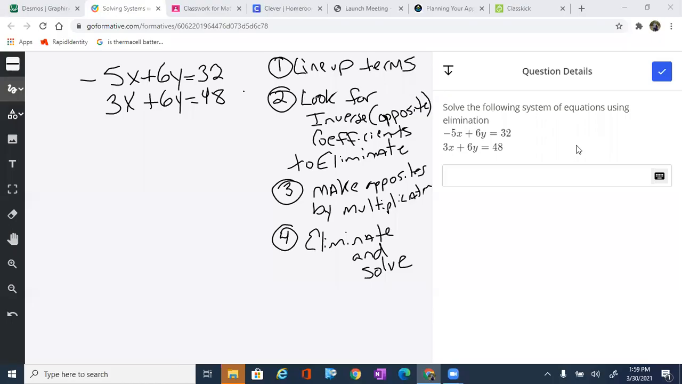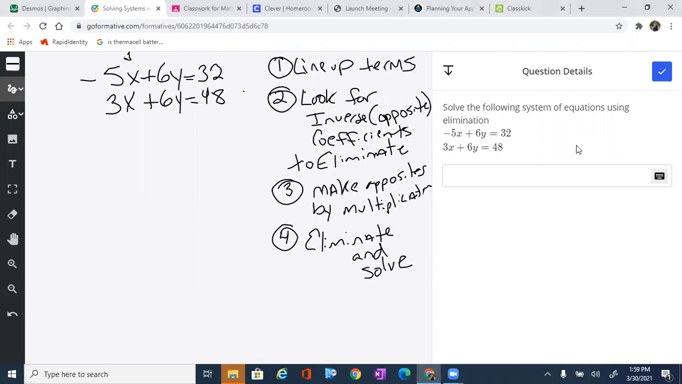All right, everybody, we're going to be looking at systems of linear equations today, and we're going to be solving them through elimination. So on the right-hand side, I've put some generic steps to do this, and on the left-hand side, there is a problem. So the first thing we're going to do is line up our terms.